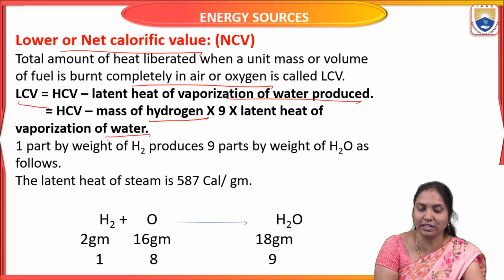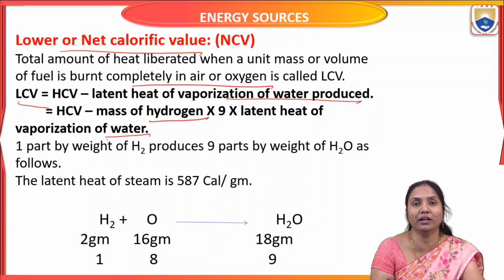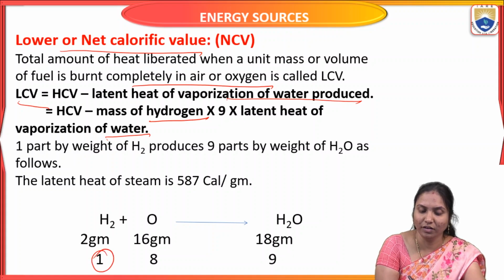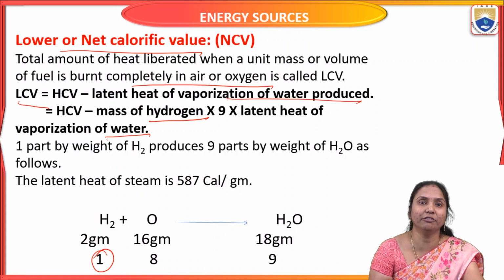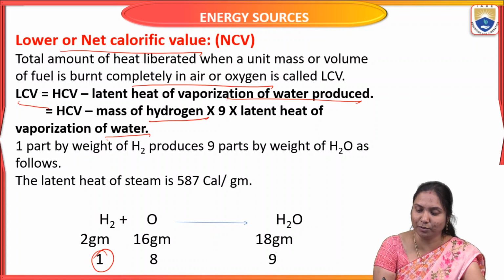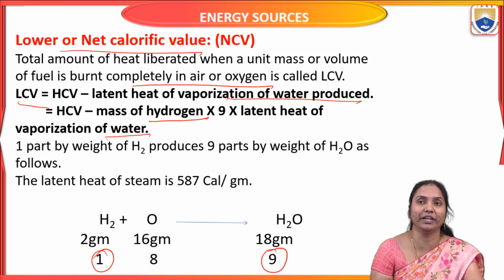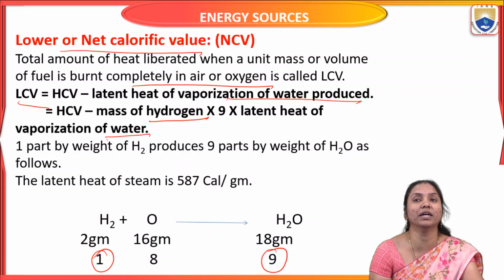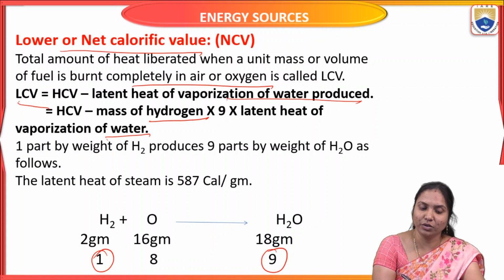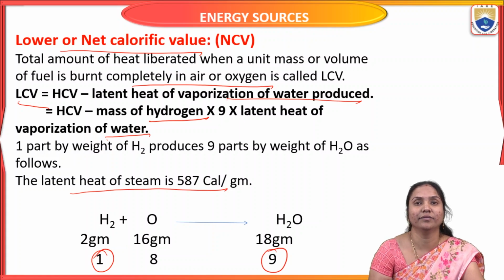In this reaction, for example, 1 part by weight of hydrogen produces 9 parts by weight of water. So here, the latent heat of steam is 587 calories per gram.